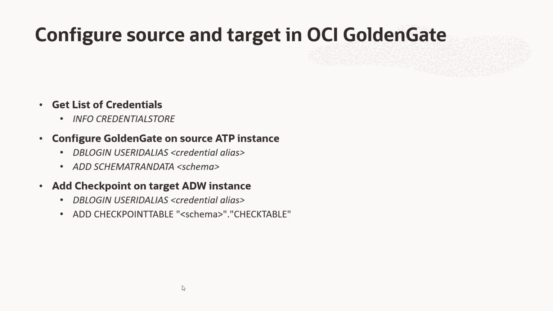We're going to connect to the target using dblogin useridalias, but blog TRG ADW this time, because we connect to the target ADW instance. And then we're going to add what we call a checkpoint table. And that checkpoint table is going to help GoldenGate recover in case of expected or unexpected failures. And this is one reason why GoldenGate is so resilient: we use checkpoints and we can use checkpoint tables, which is a best practice. So we're going to do that. And to do so, we're going to go back to our browser, back to admin client, and we're going to run those commands.